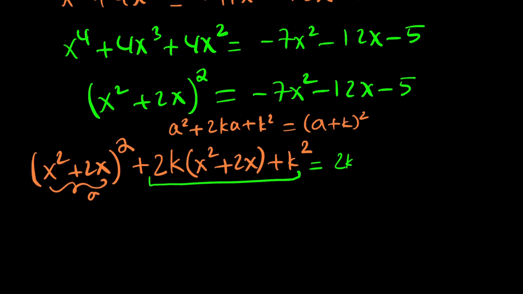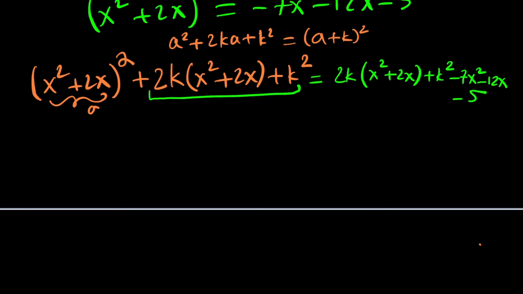Let's write that first, and then we can distribute later. So we're adding this to both sides. I wanted to add that first because all the other terms are negative. That's why it's better to write the positive term. Doesn't matter, no big deal.